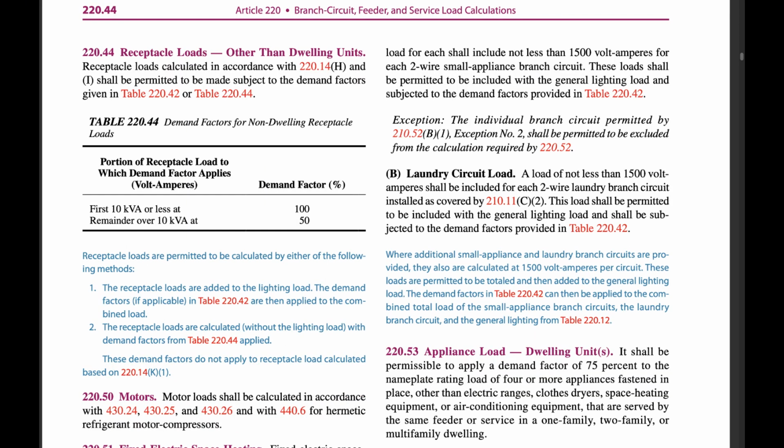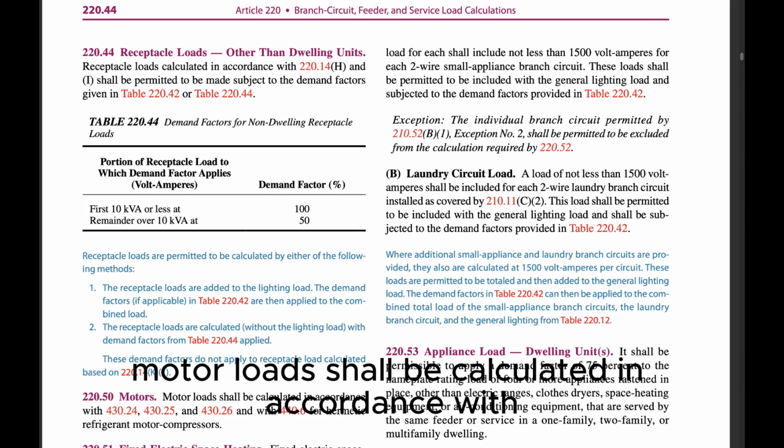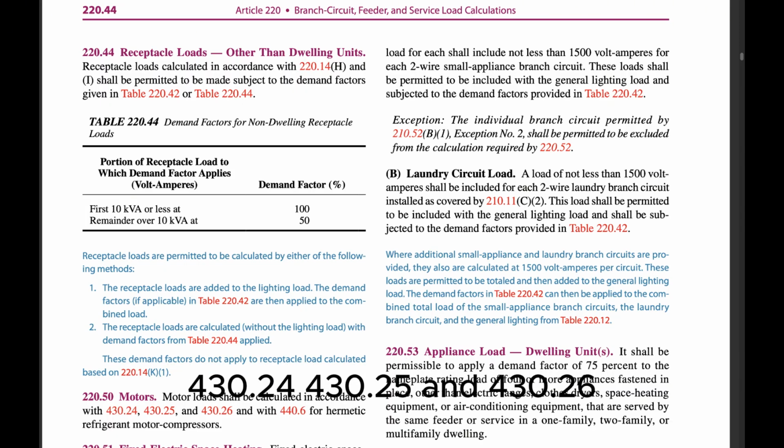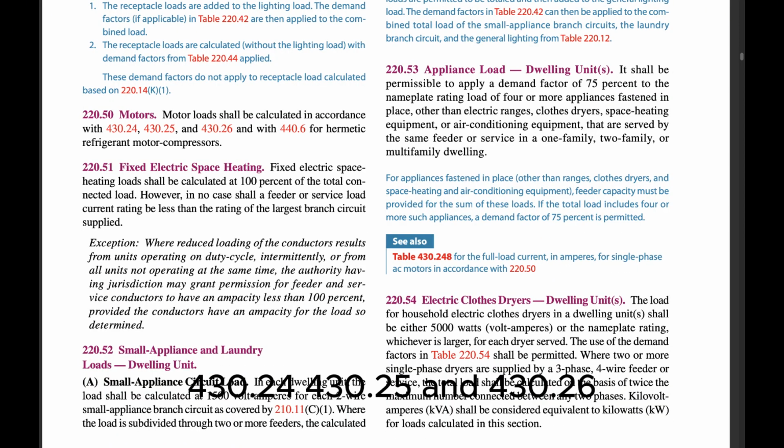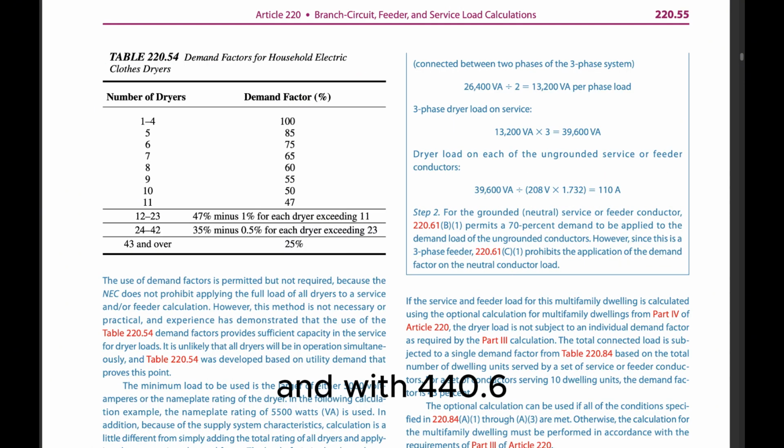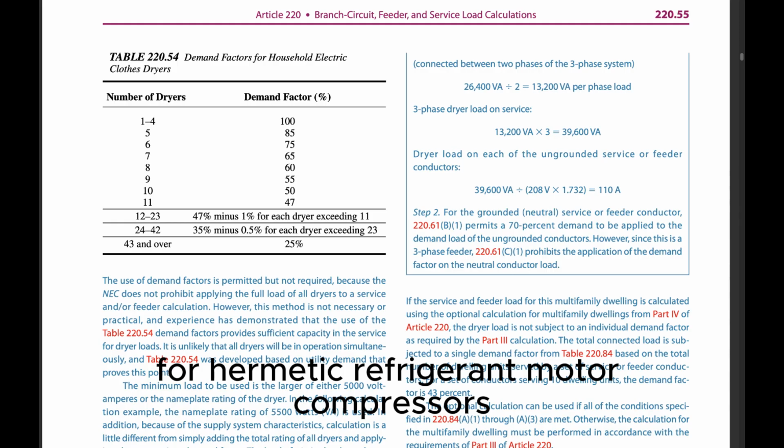220.50 Motors. Motor loads shall be calculated in accordance with 430.24, 430.25, and 430.26 and with 440.6 for hermetic refrigerant motor compressors.